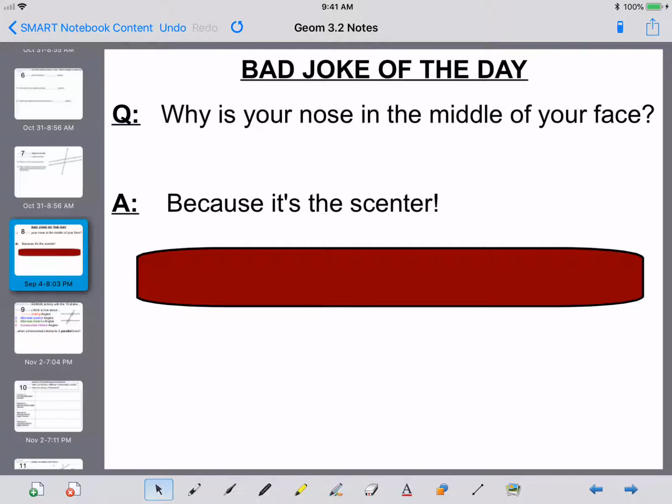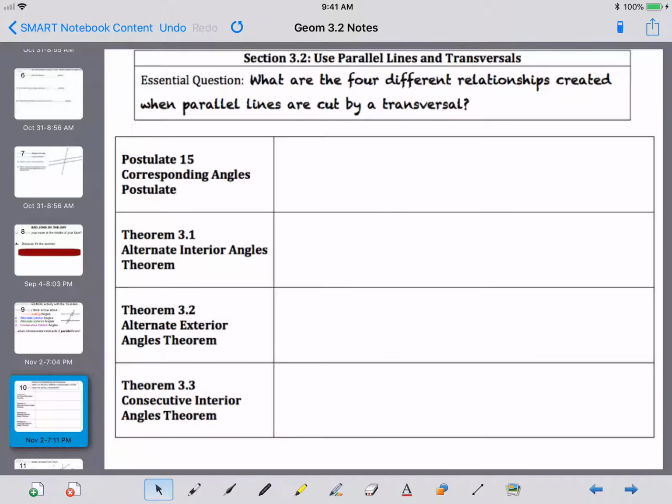Okay, so let's take a look at some theorems. So we're going to answer this question here today. What are the four different relationships created when parallel lines are cut by a transversal? So we talked about transversals in the last section, and it turns out that when those lines that are cut by a transversal are parallel, there's some properties that the angles have.